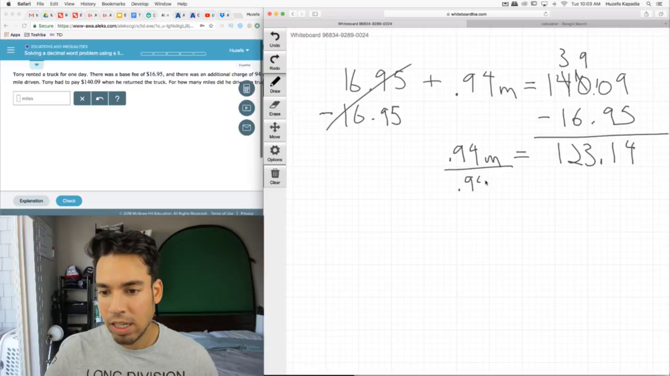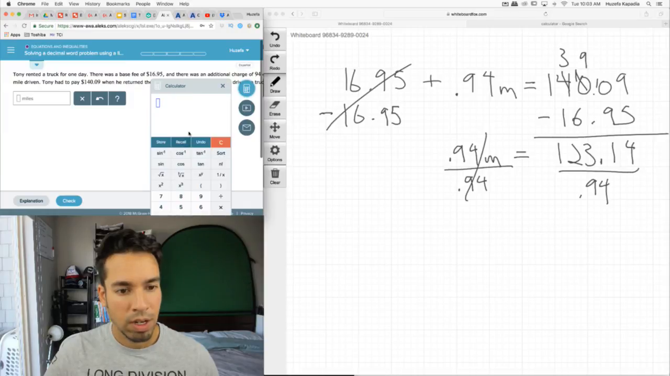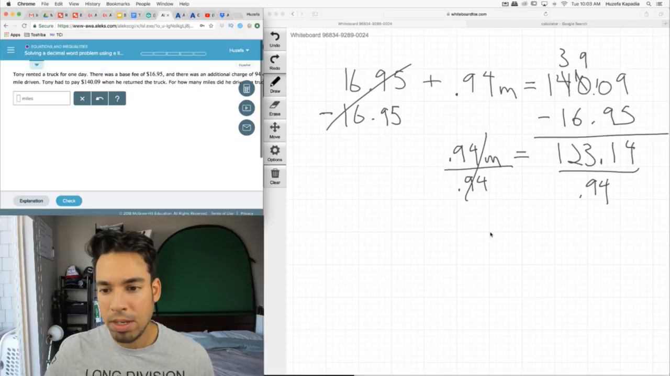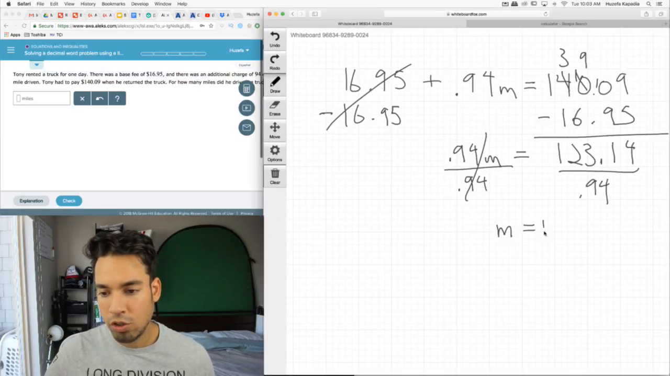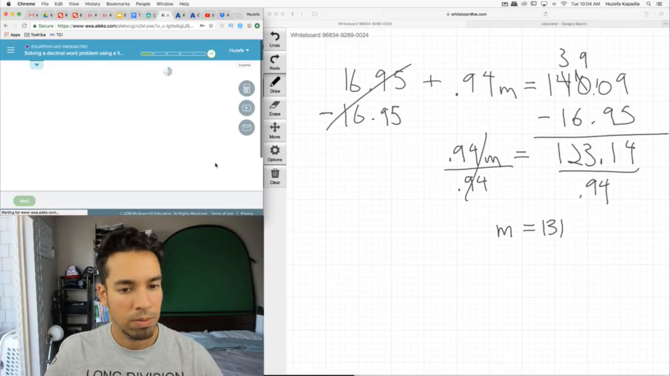Then we're going to divide both sides by 94 cents. And let's see. We've got 123.14 divided by 0.94, and we get 131. So m equals 131. All right, awesome. Next.